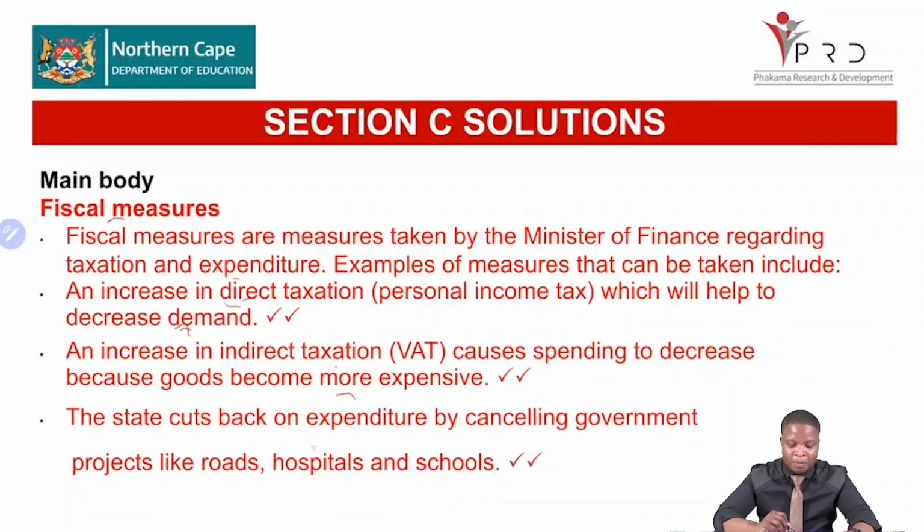The state cuts back on expenditure by cancelling government projects like roads and hospitals, because when government spends, there will be money in circulation, which may trigger inflation. So government will have to cut back on expenditure.